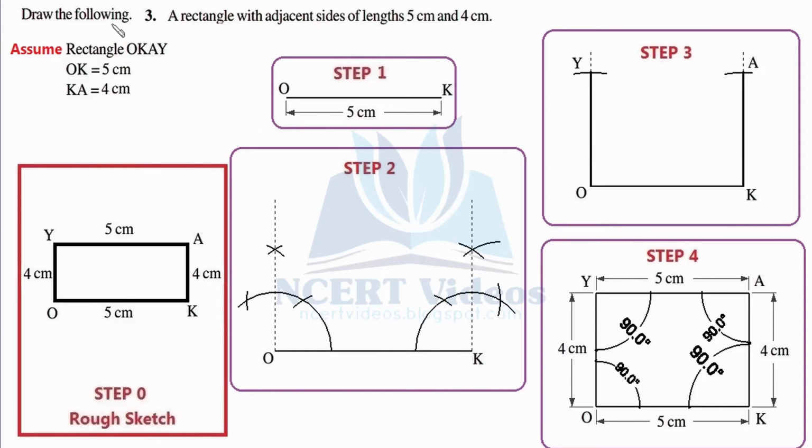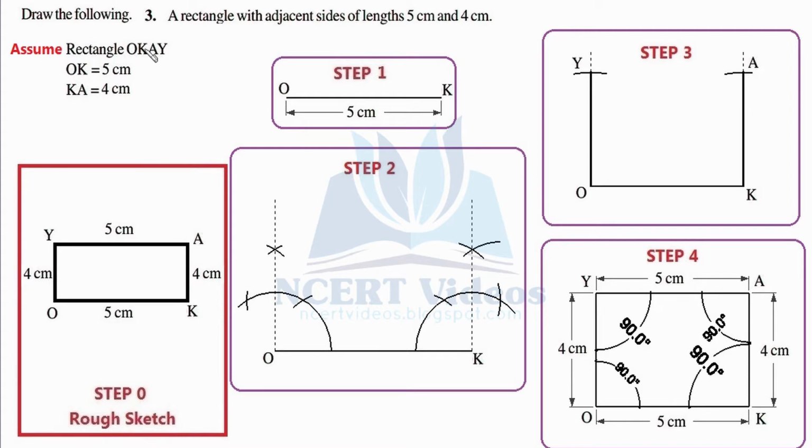Here we are on question number 3 of our last exercise 4.5, chapter 4, mathematics class 8th, chapter name practical geometry. It says we need to construct a rectangle with sides of lengths 5 cm and 4 cm. Since we are not provided with the names of the vertices, we must assume them. Here we assumed we are going to construct a rectangle whose name should be OKAY.